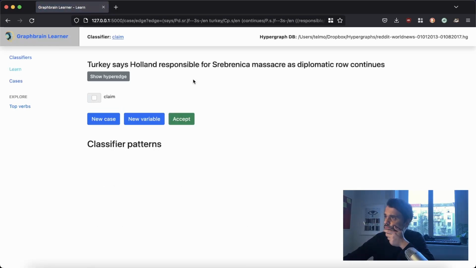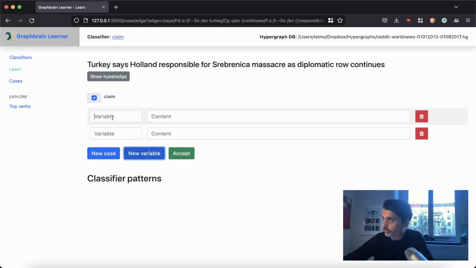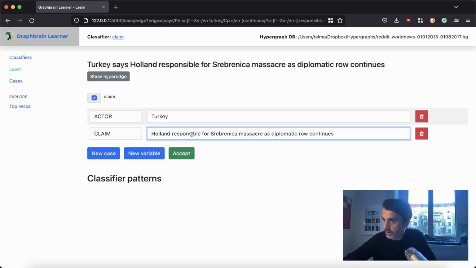Let's see. This is a claim made by Turkey, and basically this is the claim. So what we do is we say this is a claim, and we define two variables for the extractions. One is going to be the actor, and the other is going to be the claim itself. In this case, Turkey is the actor, and the claim is that Holland is responsible for Srebrenica massacre, and so on and so forth. We do this by just cutting and pasting the relevant parts of the sentence into the extractions.